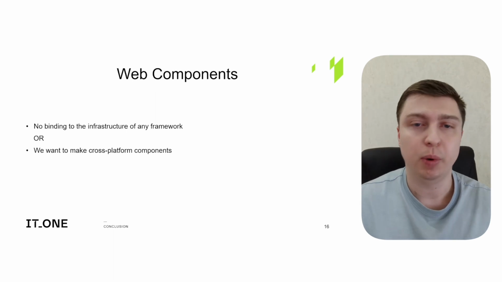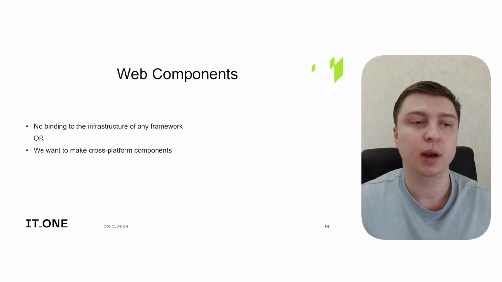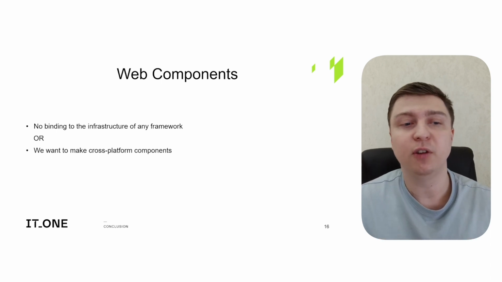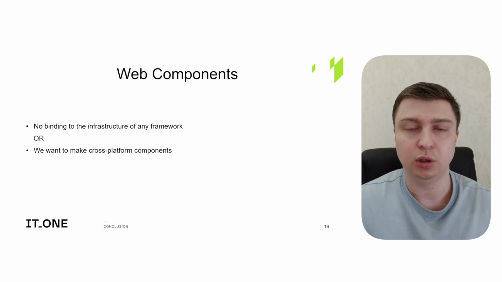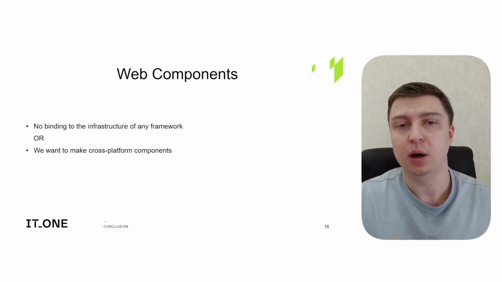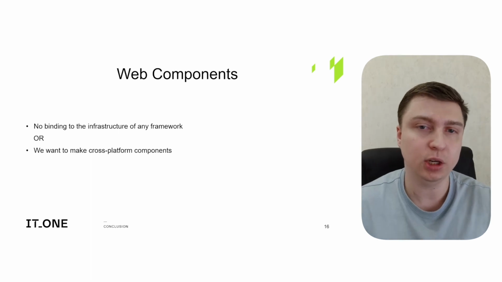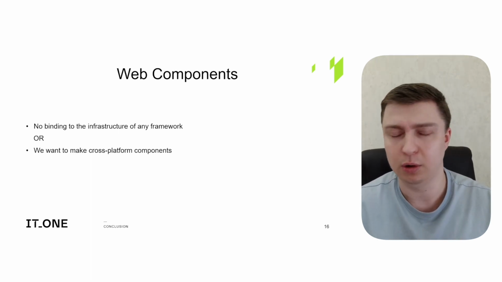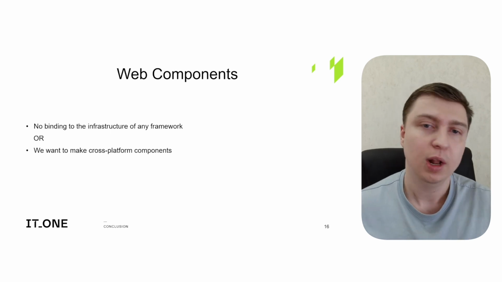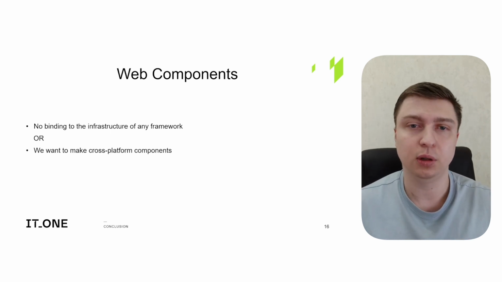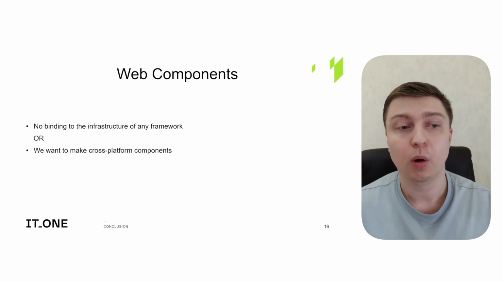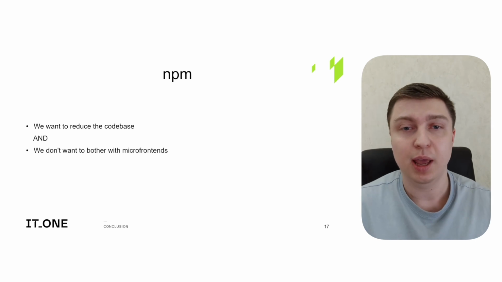Next way is web components. Web components is a good decision when there is no binding to the infrastructure of any framework. For example, you develop a UI kit for a big company. This big company has multiple front-end applications written on React, Redux, Angular, Vue, and you want to create universal components. So web components is perfect for this task. Or you want to make cross-platform components. Next one, NPM.